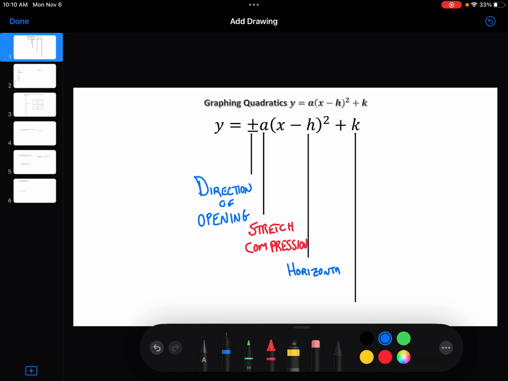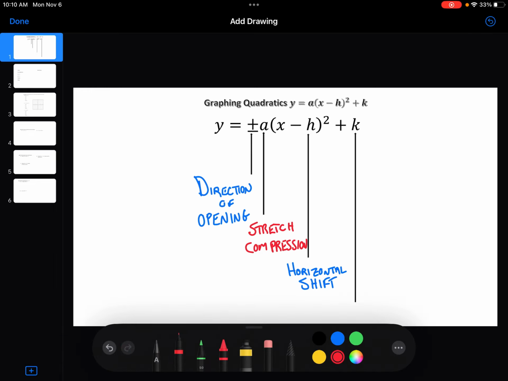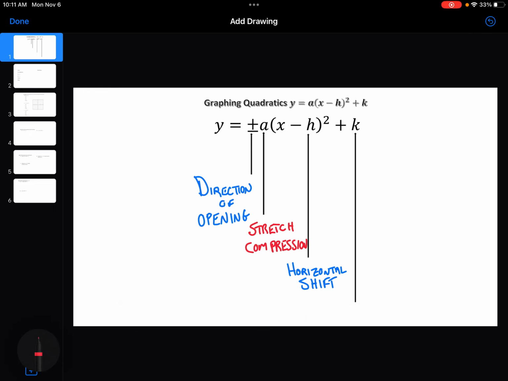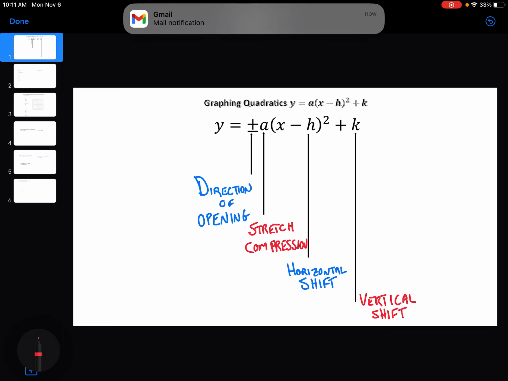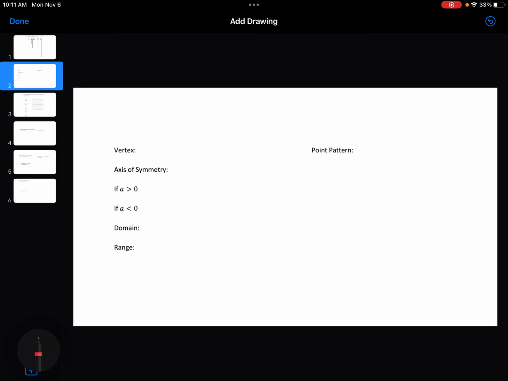And remember, when it's in the brackets, it's opposite and horizontal. When it's outside of the brackets, it's regular and vertical. So regular meaning if it says +3, you would go up 3. If it said -3, you would go down 3. Inside the brackets, if it said +3, that means we're actually going to the left. If it said minus, that means you're going to the right. You're doing the opposite of what you would normally do.